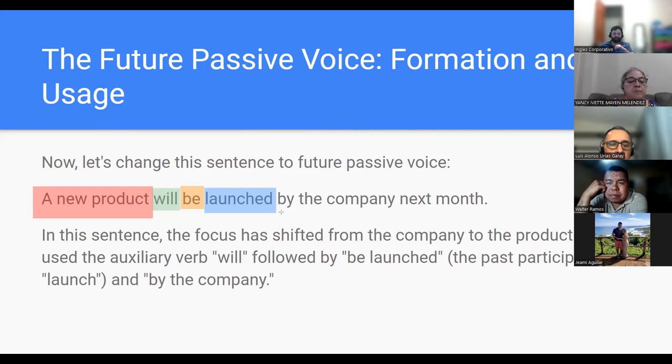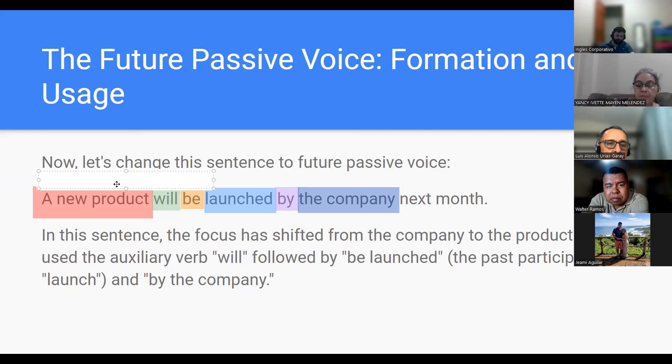Past participle. Past participles, okay? So we have a past participle. All right, and then we have what? Right, and then we have the object. All right. So then we have again the object, which in this case is the company. Very good. So again, a new product will become. This was the subject. The object.